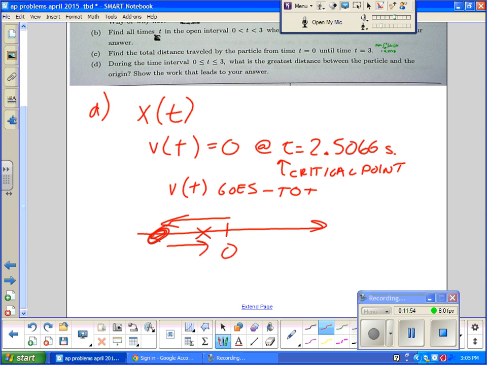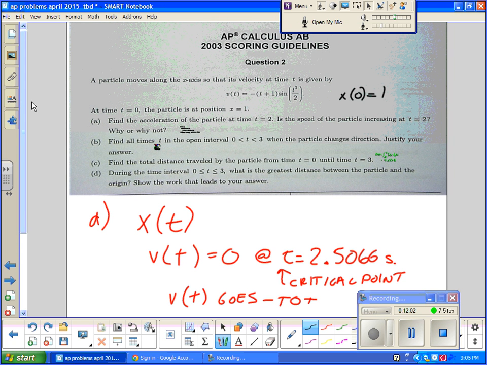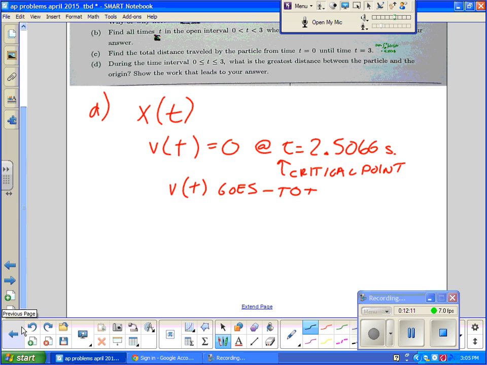At time 2.5066 seconds. So I have to do the fundamental theorem of calculus, which, guys, at this point, we know we would have to use this initial condition. Right? We haven't used it. Why give it to us if we're not going to use it? It has to be in the back of our mind. So I'm going to set up the integral.